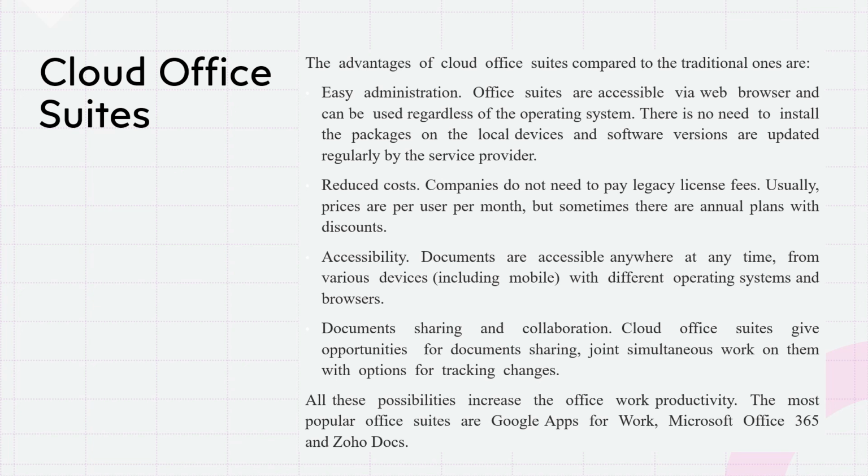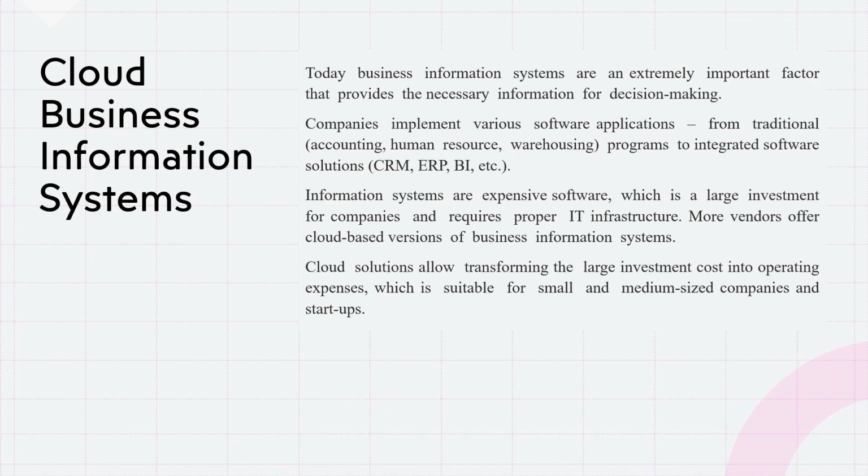Accessibility. Documents are accessible anywhere at any time from various devices, including mobile, with different operating systems and browsers. Document sharing and collaboration. Cloud Office Suites give opportunities for document sharing, joint simultaneous work on them with options for tracking changes. All these possibilities increase the office work productivity. The most popular office suites are Google Apps for Work, Microsoft Office 365, and Zoho Docs. You can also refer to your study material for a detailed paragraph on multiple such office suites.